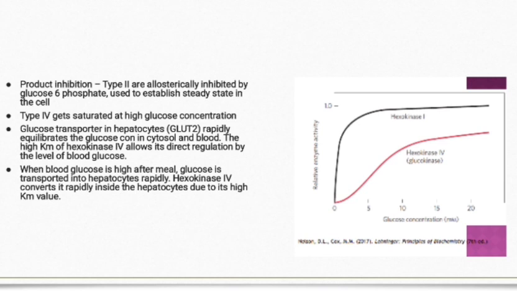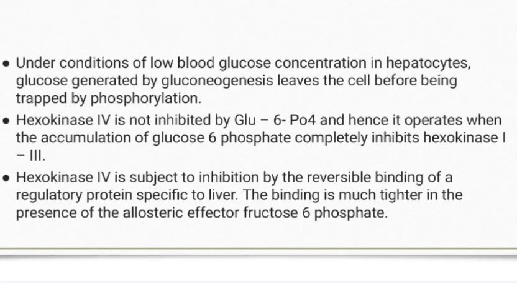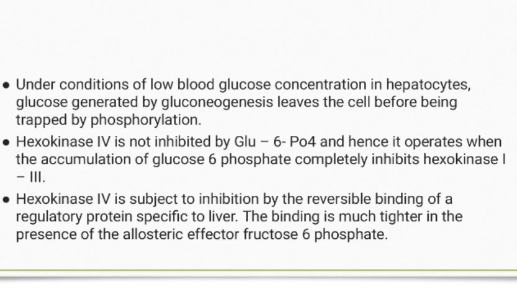And this graph shows the saturation kinetics of hexokinase 1 and hexokinase 4. Under conditions of low blood sugar concentration in hepatocytes, glucose generated by gluconeogenesis leaves the cell before being trapped by phosphorylation. Hexokinase 4 is not inhibited by glucose 6-phosphate and hence it operates when the accumulation of glucose 6-phosphate completely inhibits hexokinase 1.